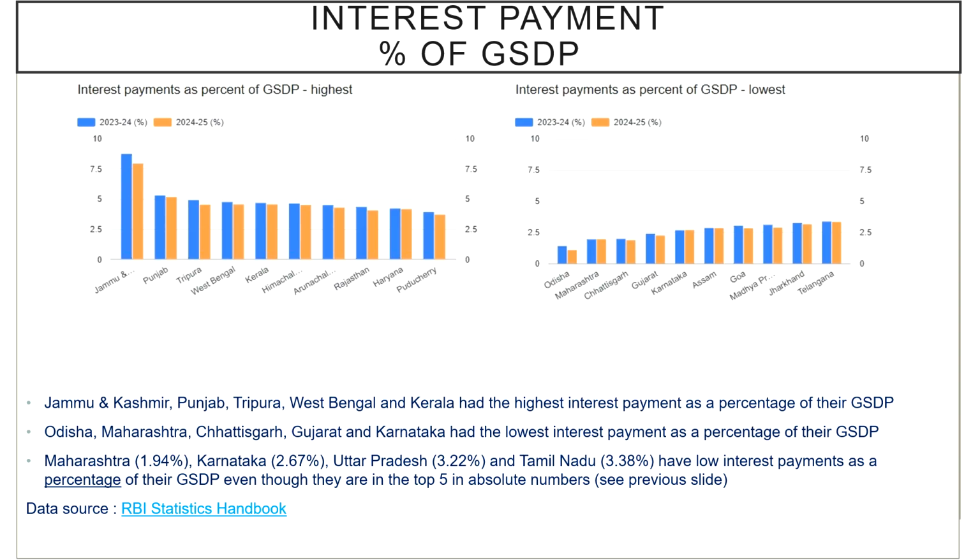Interest payment as percent of GSDP. Jammu and Kashmir, Punjab, Tripura, West Bengal, and Kerala had the highest interest payment as a percentage of their GSDP. Odisha, Maharashtra, Chhattisgarh, Gujarat, and Karnataka had the lowest. Maharashtra, 1.94%, Karnataka, 2.67%, Uttar Pradesh, 3.22%, and Tamil Nadu, 3.38%, have low interest payments as a percentage of their GSDP, even though they are in the top 5 in absolute numbers, see previous slide.